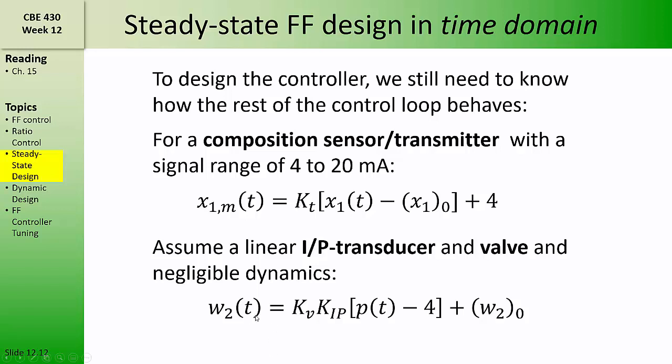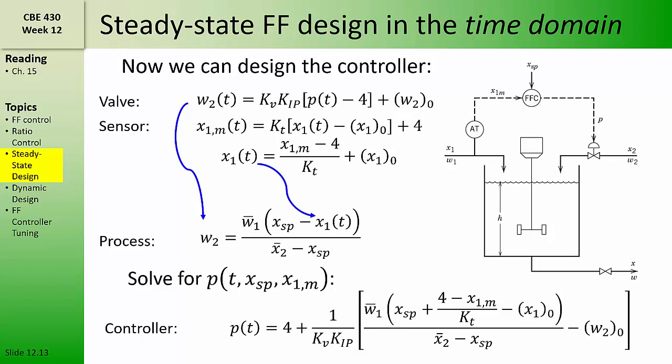Then W2 will be the valve gain multiplied by the current to pressure transducer gain multiplied by P minus 4, where P is the signal coming out of the controller, and 4 is the minimum value of that electronic signal in milliamps. And W20 is the flow rate W2 when the valve is all the way closed. Remember, many equal percentage valves, for example, have a non-zero flow rate at zero lift. Now we can design the controller.